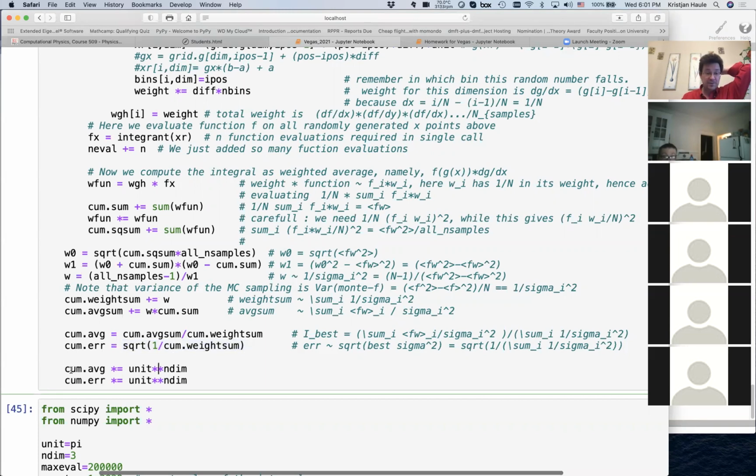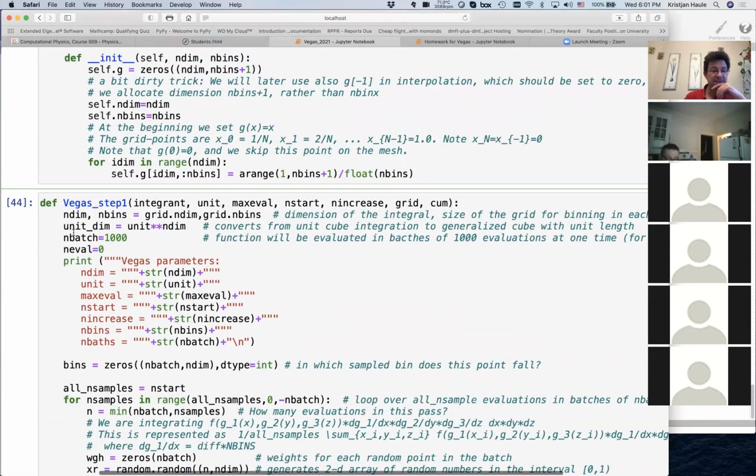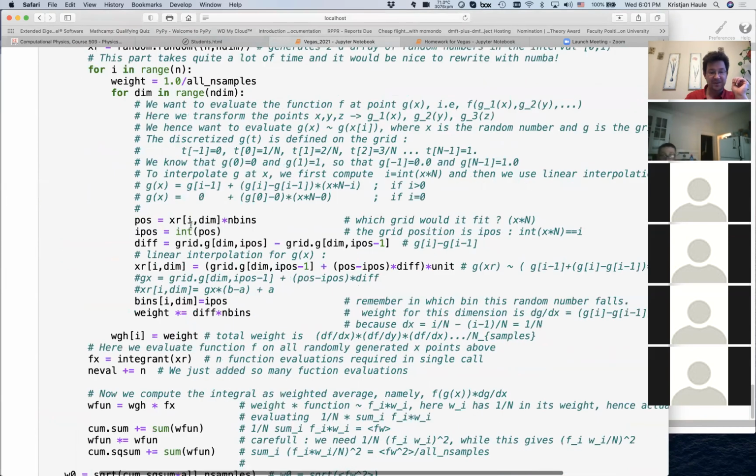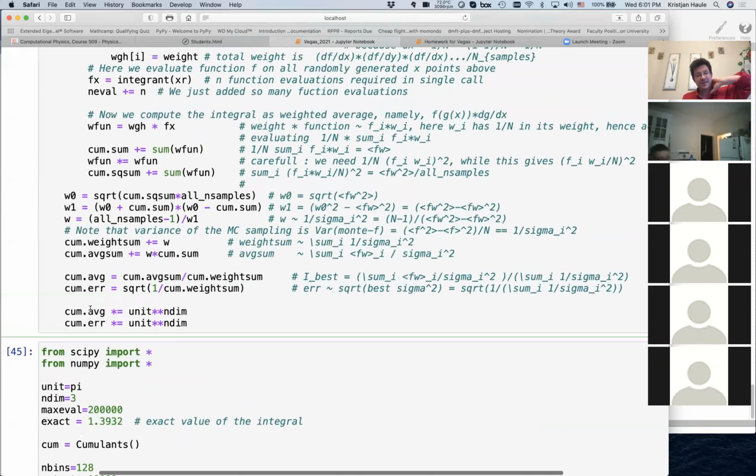Then all we need to do is multiply both the value of the integral and the sigma with the volume, unit to the power of n dim. Actually, unit to the power of n dim is something that we prepared here as unit dim. I guess we could use unit dim, but then we forgot to use it. So basically the value and the error need to be multiplied at the end with the volume.